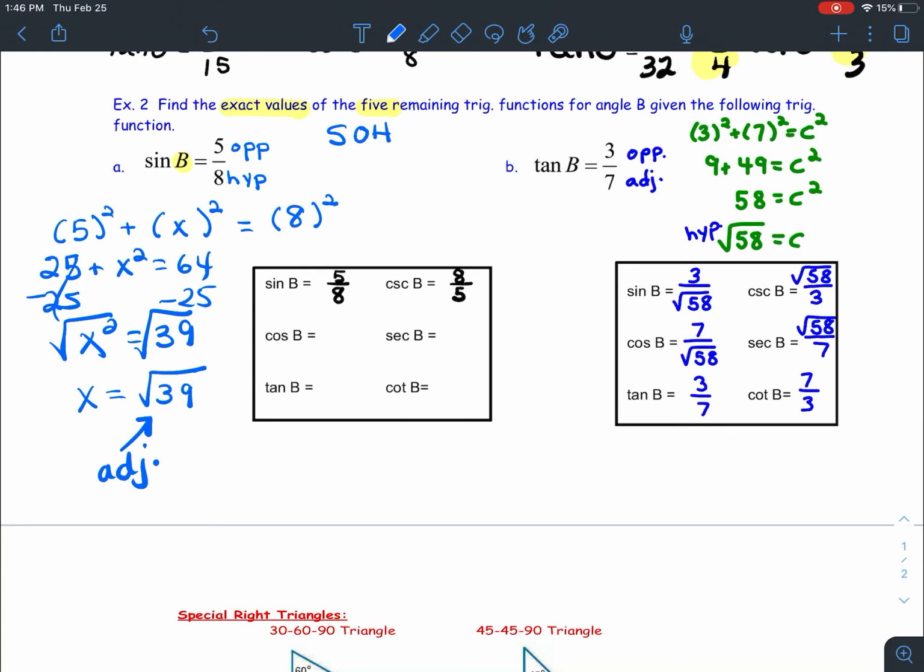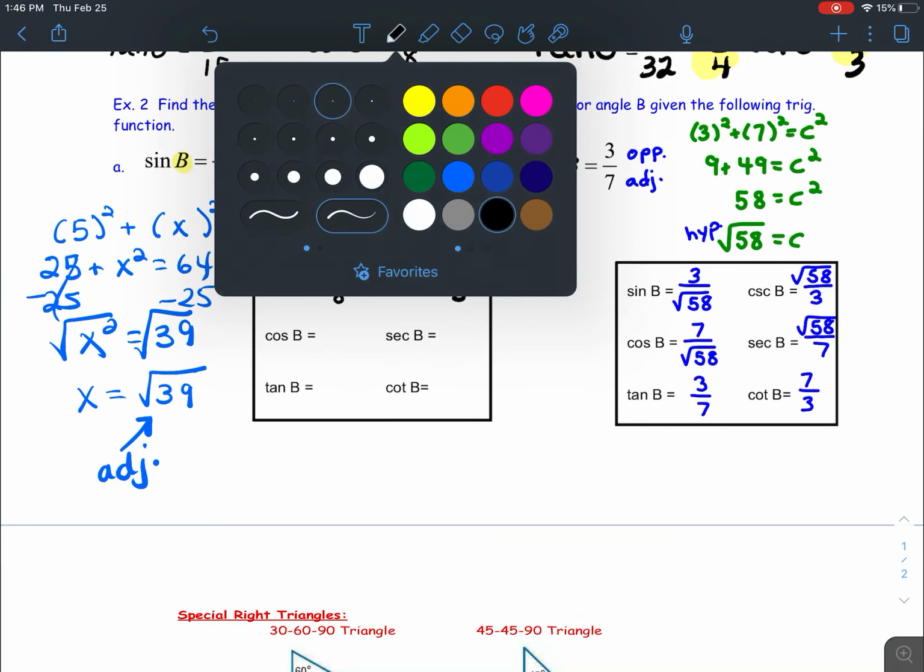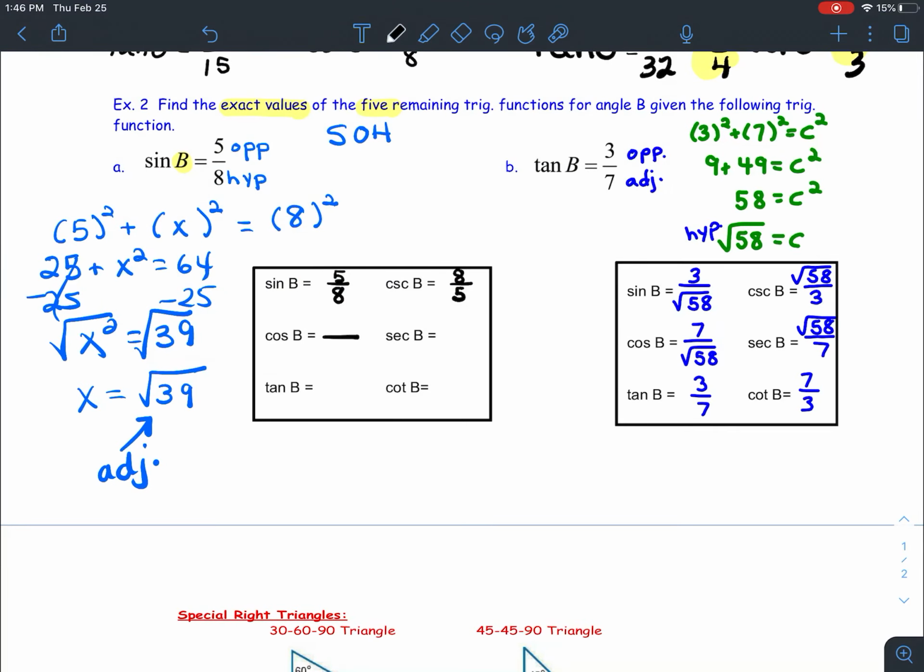So now that I know the adjacent leg, I should be able to move down and answer what this fraction would be for cosine. Remember, cosine is the CAH part of SOHCAHTOA, so it should be this adjacent leg, square root of 39, over the hypotenuse, which we said here is 8. When I do secant, I'm just doing the reciprocal of cosine.